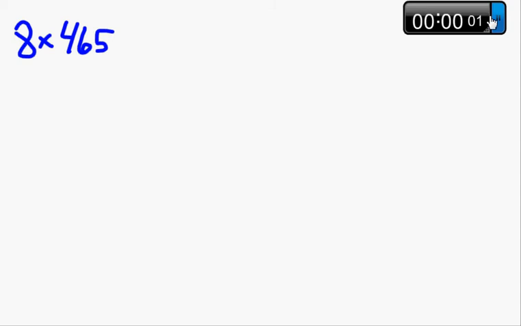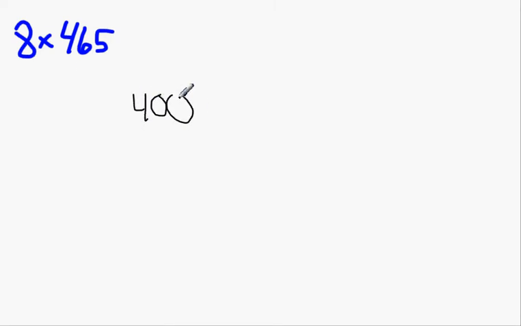Okay, and let's see how you did on the problem. Let me move the timer. Let's see how we did. So for this problem, you should have come up with 400 plus 60 plus 5, multiplied each by 8. So each of those is multiplied by 8.